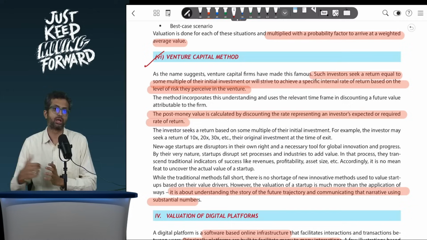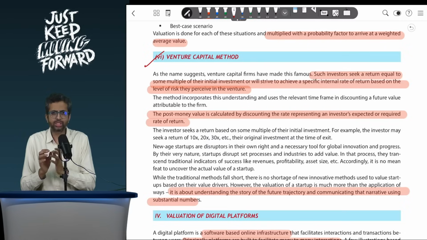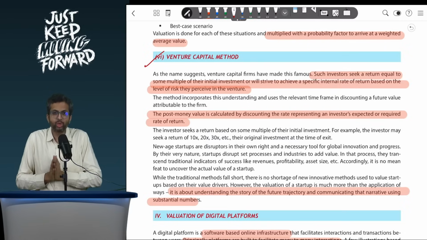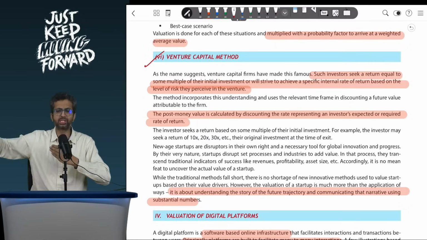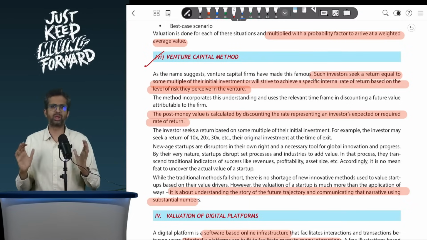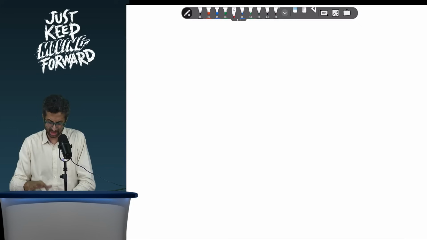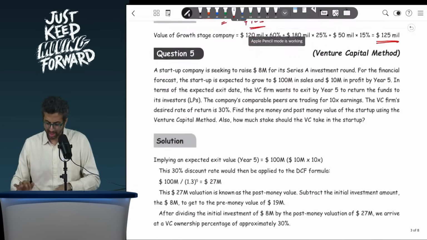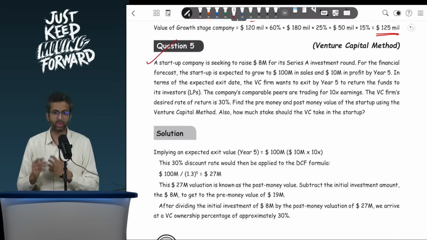So I'll expect kind of an IRR, and hence I will try to find the value today, which is after considering the present value based on the value that is derived. So it is sounding very confusing. Yes, if I do this in a numerical, it will be very, very easy. You would have probably done that even in business valuation, just that we did not call it a venture capital method. Let us refer to question number 5 over here.